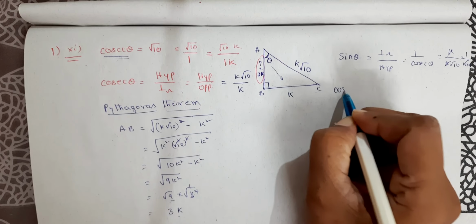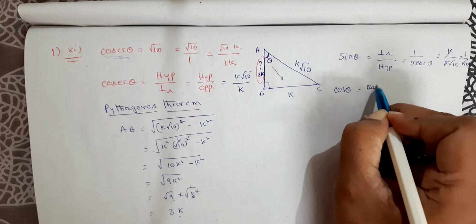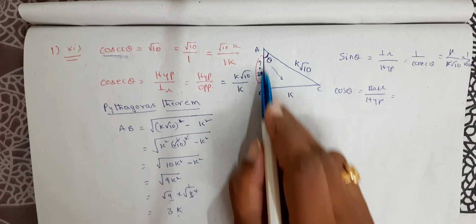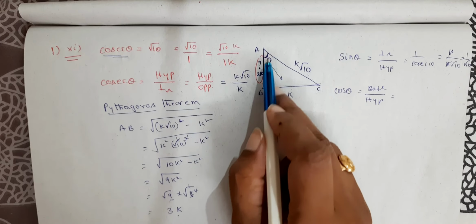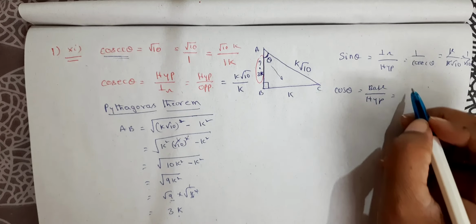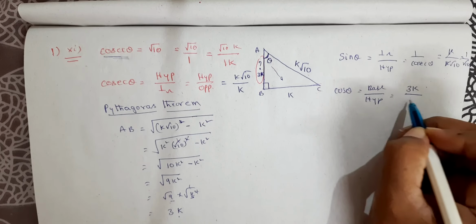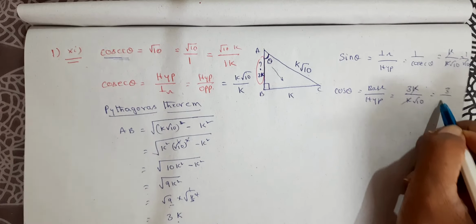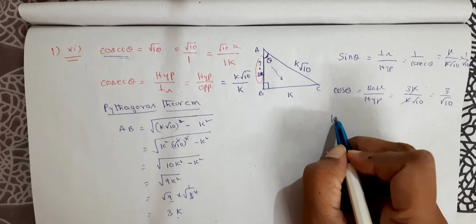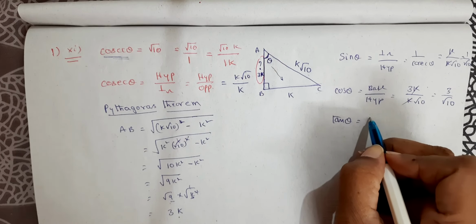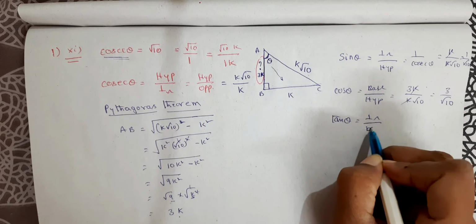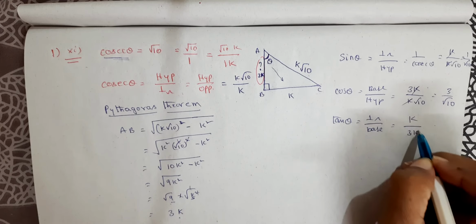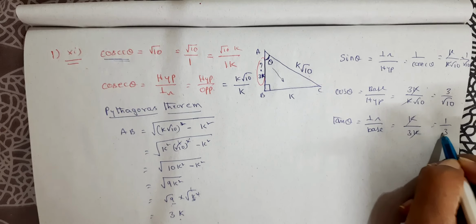Then the next one is cos theta, that is base by hypotenuse. So what is the base here? This is the base, the side which is adjacent to the given angle. That is 3k by hypotenuse k root 10. K will get cancelled, so 3 by root 10. Now tan theta is perpendicular by base. Perpendicular is k, base is 3k. K will get cancelled, so 1 by 3.